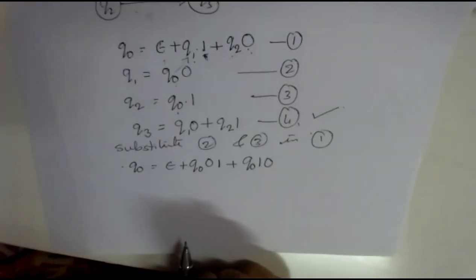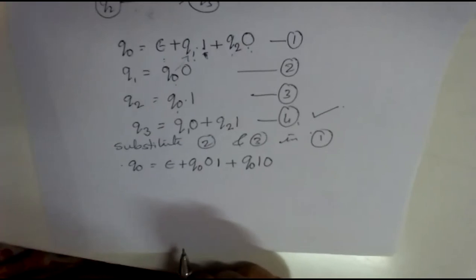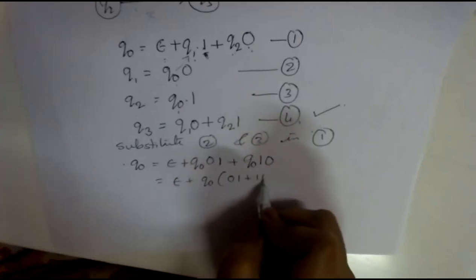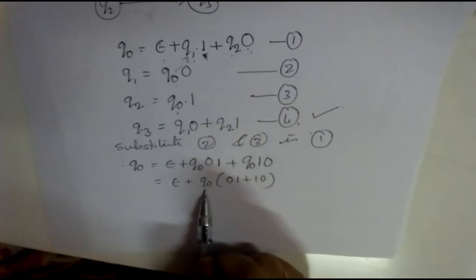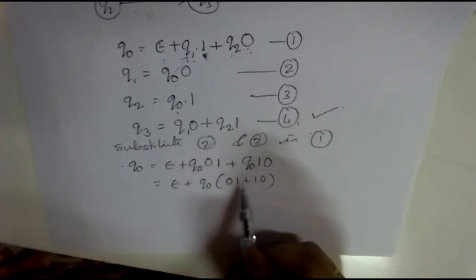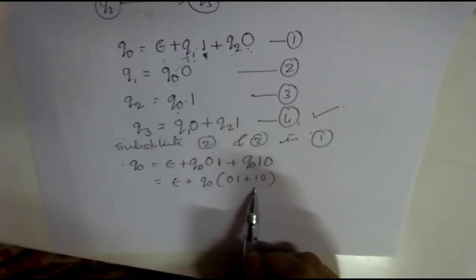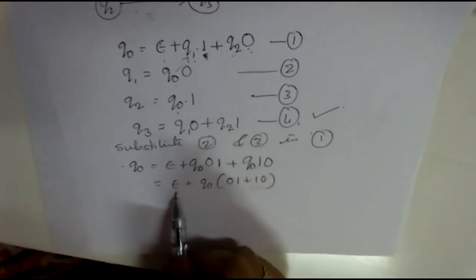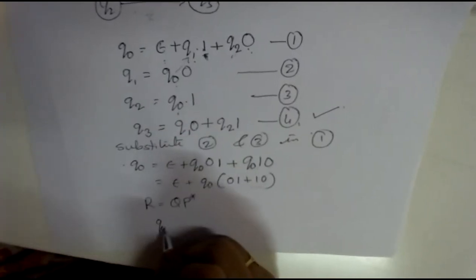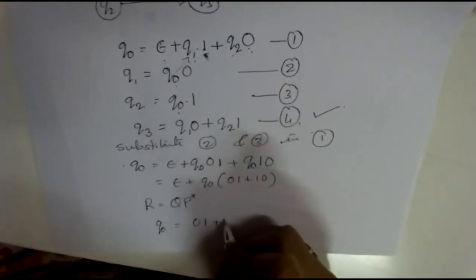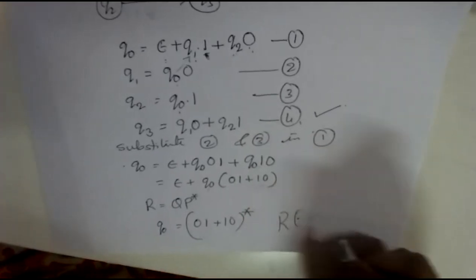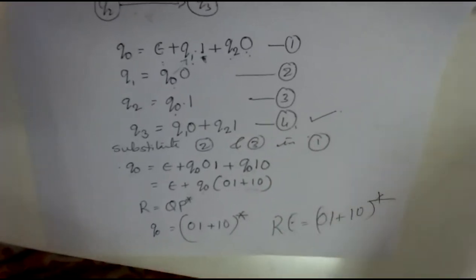Okay, so what is my P? It is 01 or 10. Yes, very good. You have to take this common. All the R terms should be at one place. You cannot have more than one R. All should be taken common, and whatever you have within R, you take it together. So this will be my P. Q is epsilon, right? So putting this in the form R is equal to QP star, we have Q0 is equal to (01 or 10) whole star. So this is my RE: (01 or 10) whole star.